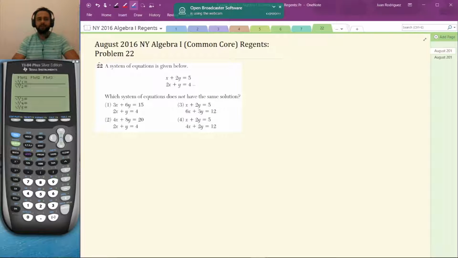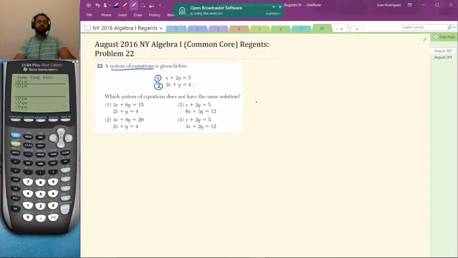So here's the question. A system of equations is given below. x plus 2y is equal to 5, and 2x plus y is equal to 4. The fact that it's a system of equations, you do need to know that means that this x and this x are the same x, and this y and this y are the same y. So you can't have x be one thing here and a different thing here. That's not what this means. Nor can you have one y here and a different y here. That's not what that means. They're the same y and the same x. They're true simultaneously. Which system of equations does not have the same solution?